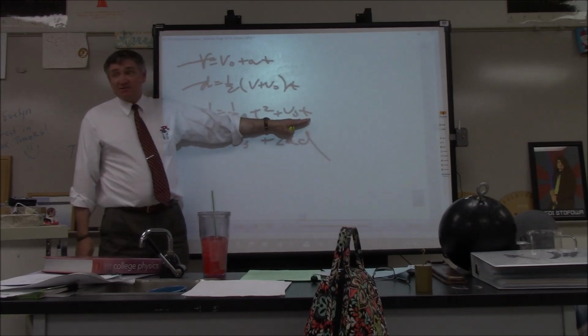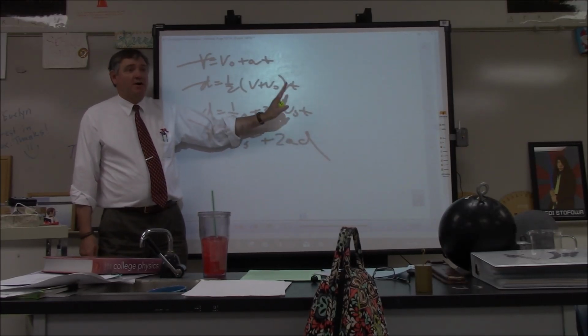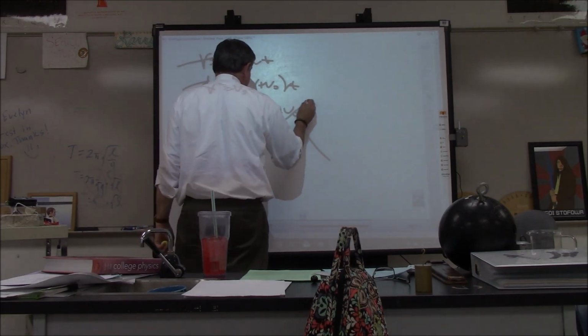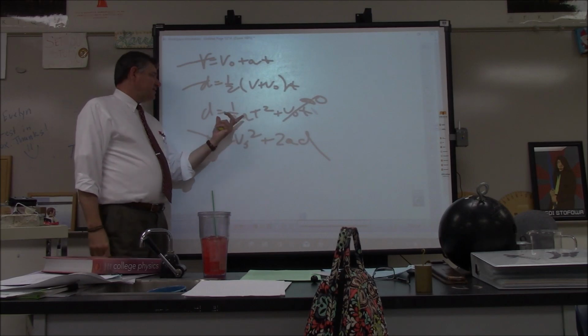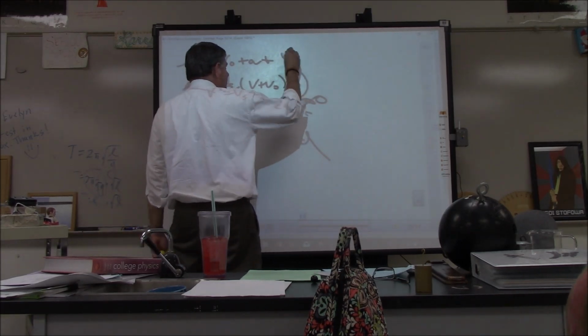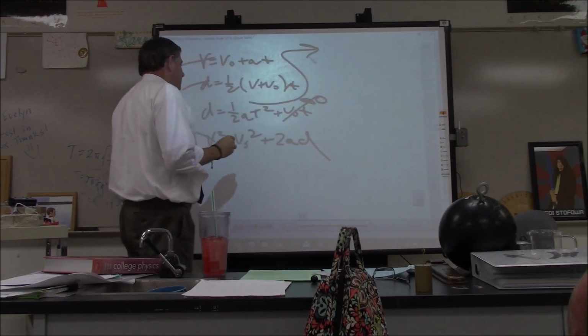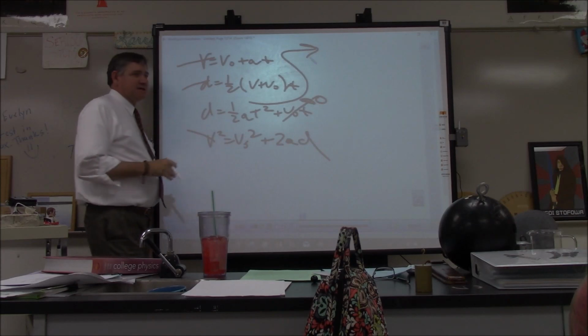Because look, what's my initial velocity? 0. Oh, so what happens to this whole thing? It's crossed out. Oh, that goes away. That's kind of cool, right? So, I need this solved for time. So great. Let's throw a little algebraic prowess my way and solve that thing for time.